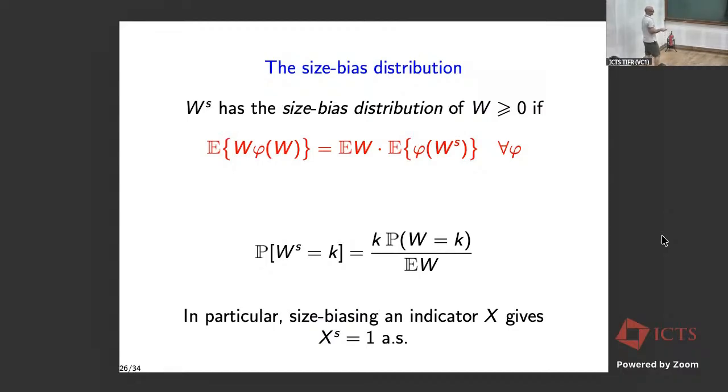Now, the important observation is this. How do you size bias an indicator random variable? What's the size bias of an indicator random variable? You can look that from here. The 0 always gets biased away, and for an indicator, all that's left is 1. So if you size bias an indicator, you're just forcing it to be 1. Okay, deterministic. So the size bias of an indicator is deterministic and equal to 1.